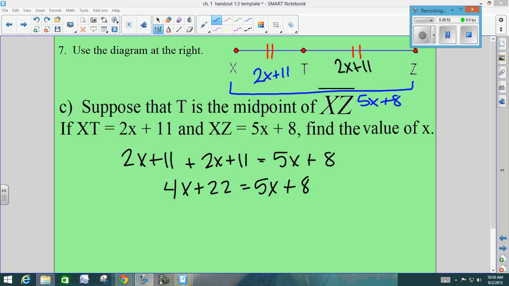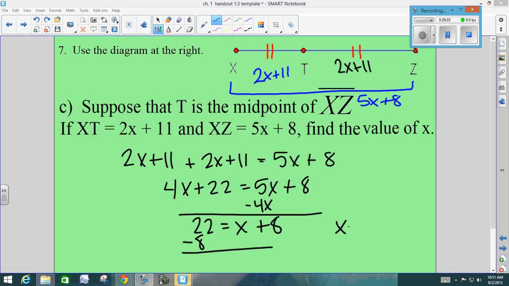This would be 4x plus 22 equals 5x plus 8. Subtract 4x. Subtract 8. And you should have x equaling 14.